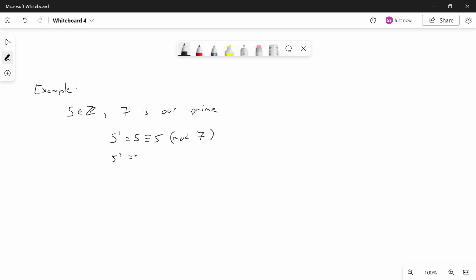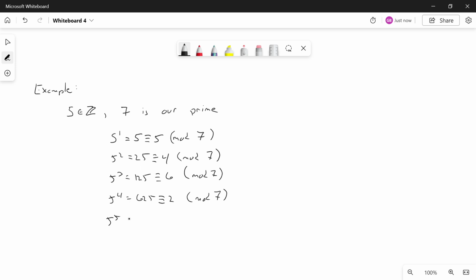5 squared, well, that's going to get us 25. If we divide out by 7, our remainder is 4 mod 7. So again, not 1. 5 cubed is 125. We divide this by 7, our remainder is 6. So it's congruent to 6 mod 7. What about 4? 5 to the 4 is 625, which again divided by 7 leaves us with a remainder of 2 mod 7. Still not 1.